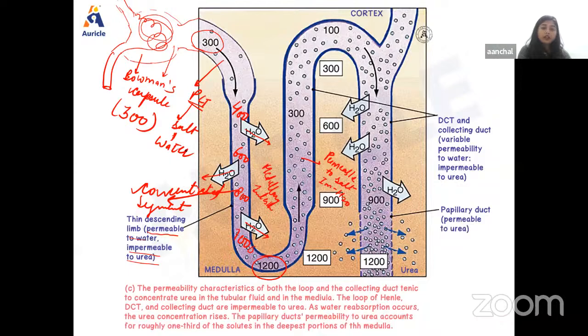So till this part, the osmolarity reaches up to 1200. Now there will be reabsorption of salt and water is not going to be absorbed, so again the filtrate will become more diluted. The osmolarity is going to decrease from this part and reach up to 300, and in the DCT we will have up to 100.